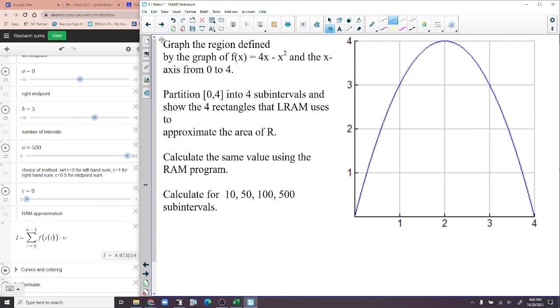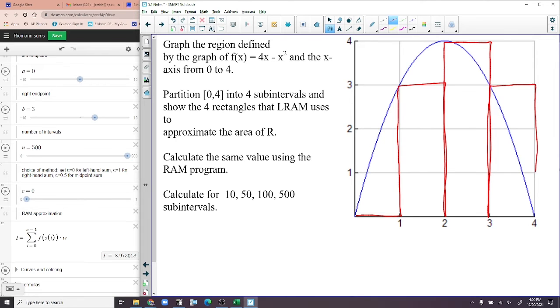Graph the region defined by the graph of f of x equals 4x minus x squared and the x-axis from 0 to 4. Partition 0, 4 into 4 subintervals and show the 4 rectangles that LRAM uses to approximate the area R. All right, so left, left, all the way up here. That's a left, and then this is a left right here. So there's the 4 rectangles.